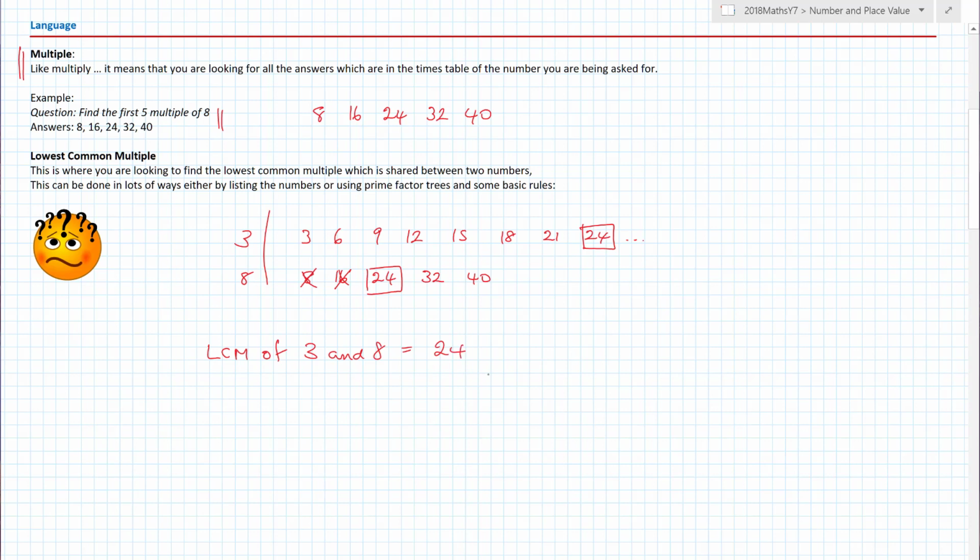Now, there are other ways of doing this. I could have done a factor tree, and if you remember, the factor tree actually helps you find this out, as long as you remember an algorithm. But yes, we come back to that algorithm business. Wow, can't escape rules in maths, can we? That's one way of finding the lowest common multiple.